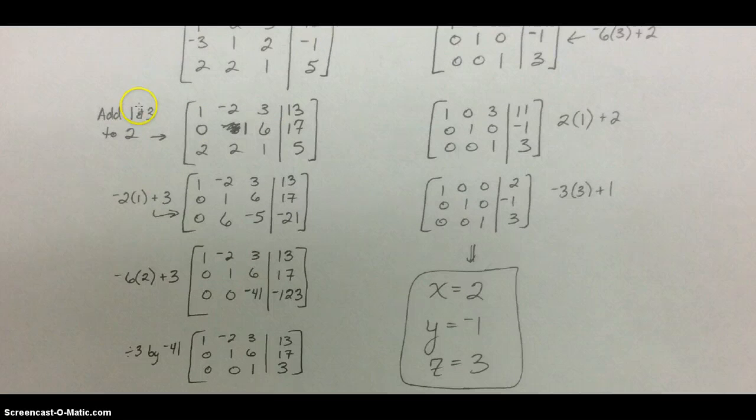And one thing I want to point out, when I'm saying add 1 and 3 to 2, I'm not saying add the number 1 here or add the number 3. I'm saying add row 1 and row 3 to the number 2 up here. So do make sure that you get that clarified if you're not sure how I'm going from matrix to matrix right here.